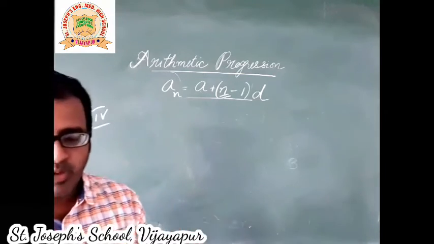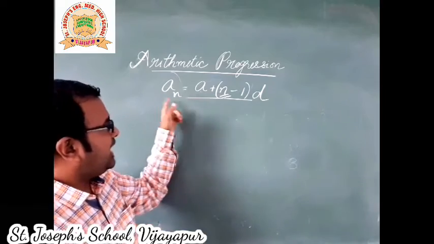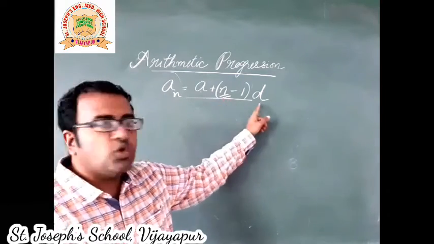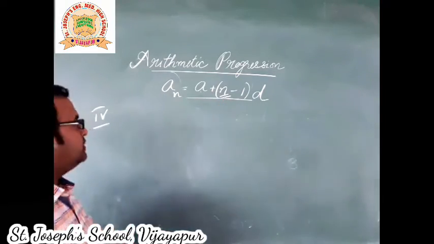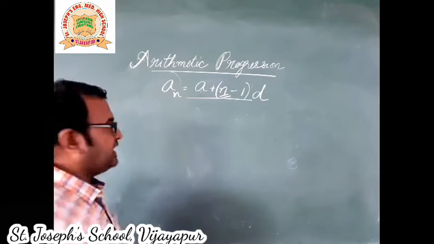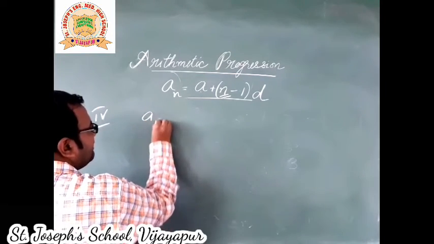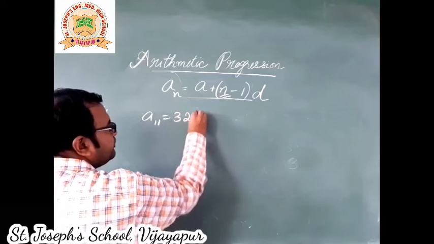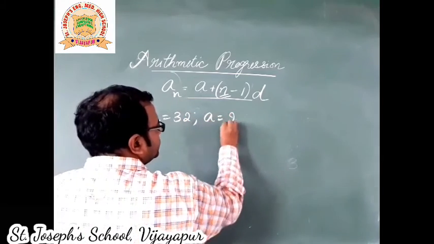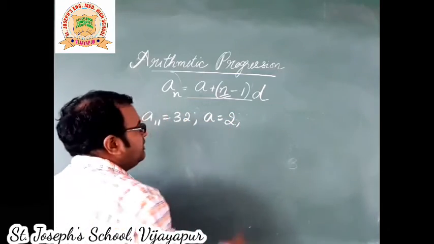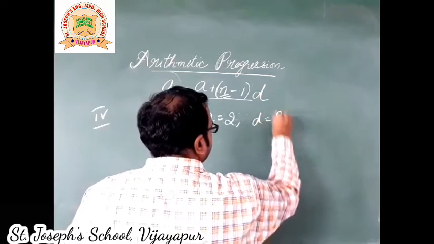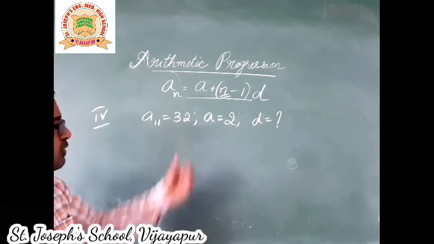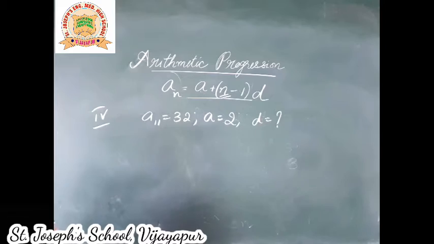Now for the fourth type of problem, where we know a and n, but we don't know d. D will be unknown. So let us see how that problem looks. We write a11 is equal to 32 and a is equal to 2. Find d. The question looks small and simple. Let us see how we solve it.